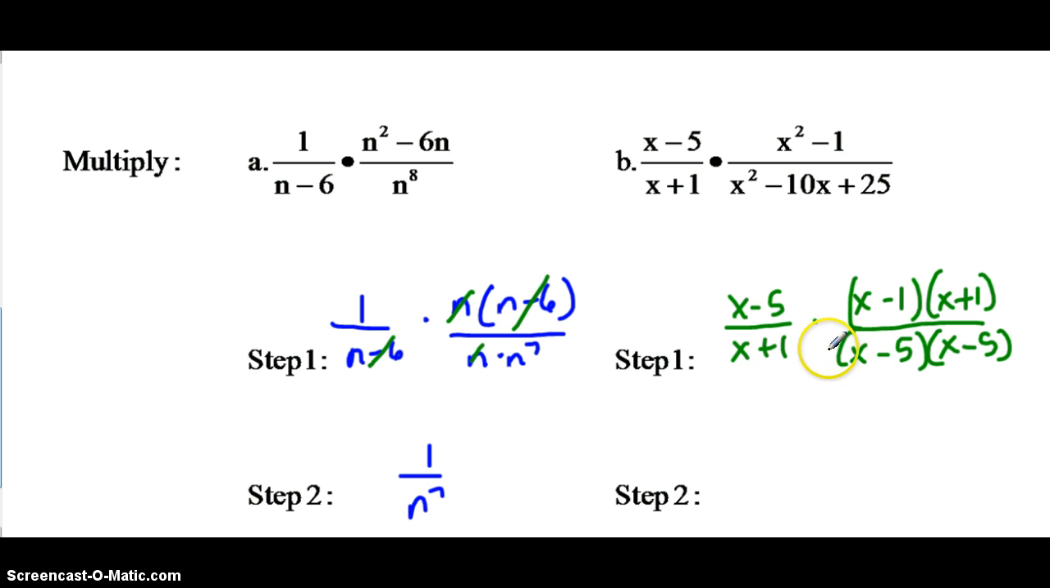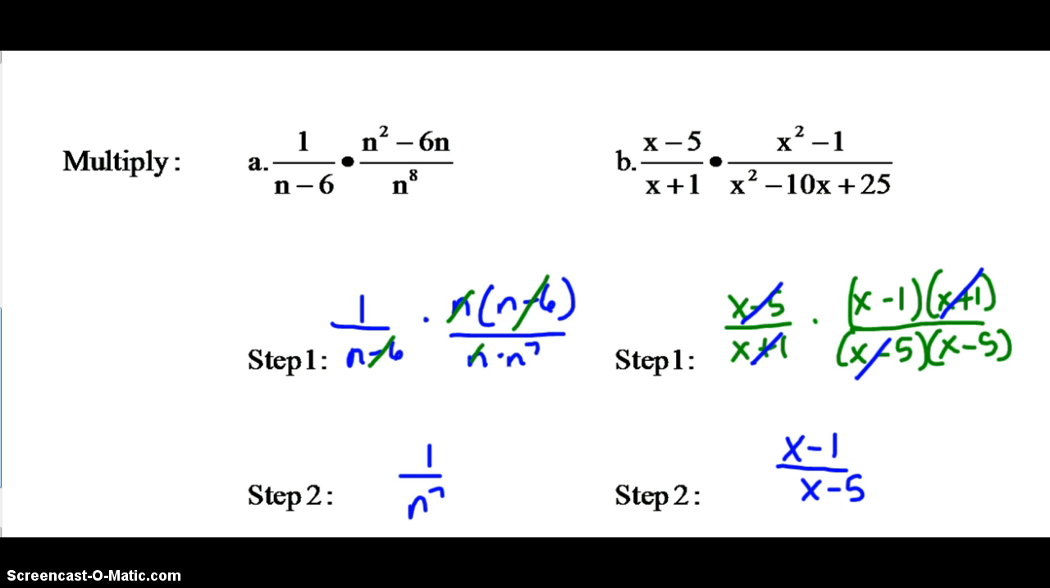For part B, you should factor. This is a difference of squares, and this is a trinomial. And then look for common factors. x plus 1 would cancel, and our x minus 5. And it would simplify to x minus 1 over x minus 5.